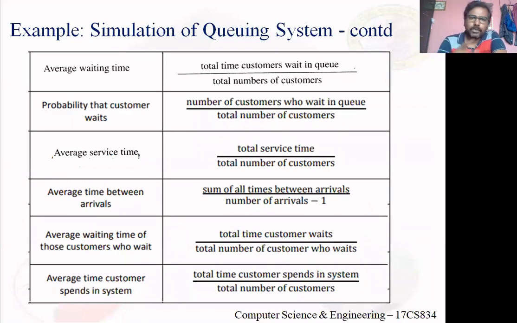For first 3 customers, 0 plus 0 plus 0. Fourth and fifth customers, 2 plus 2. Sixth customer, 0. So this entire thing you divide by 6. Got it? So this is very important. Second, probability that customer waits is nothing but what? Number of customers who wait in queue divided by total number of customers.